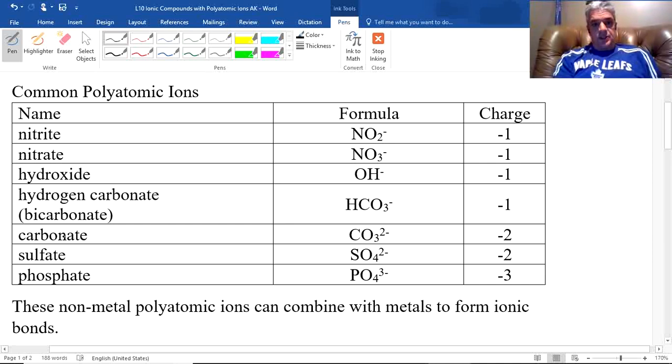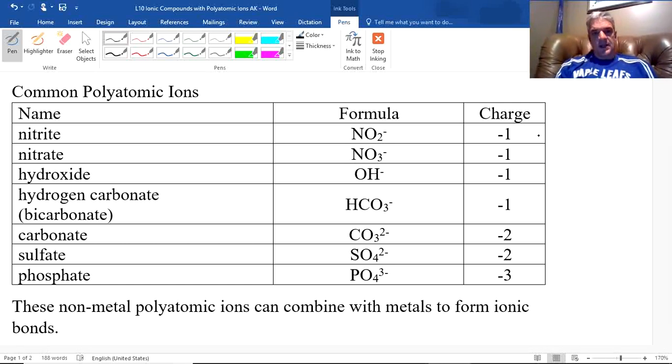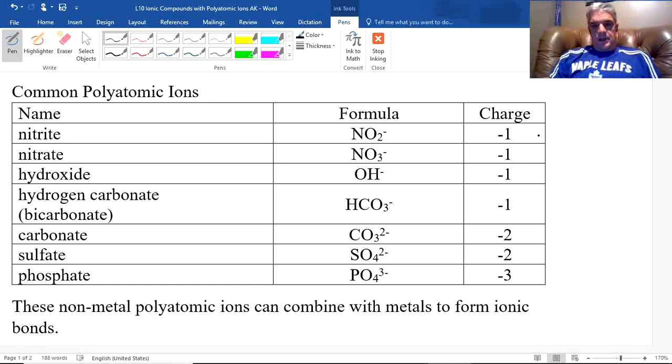And just straight up carbonate, which is CO3, carbon and 3 oxygens, makes for a -2. Sulfate, SO4, -2. And phosphate, which is PO4, and it has a charge of -3. So I've indicated the charge. This table should always be available to you, even if you were to write a test or an exam, because these are not things that students would typically memorize.